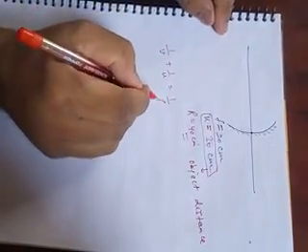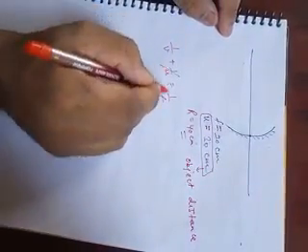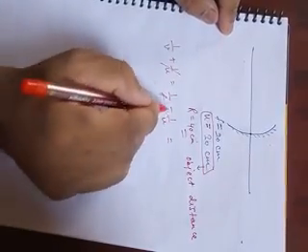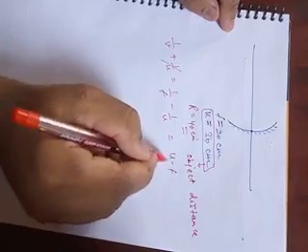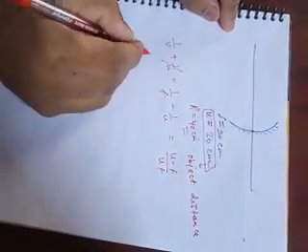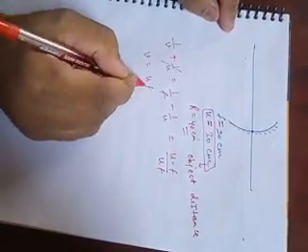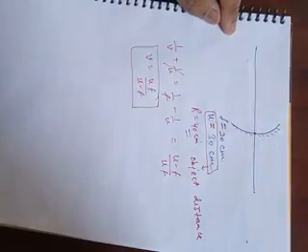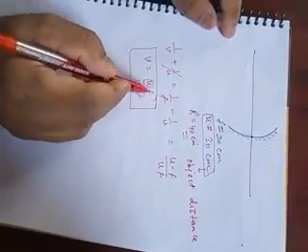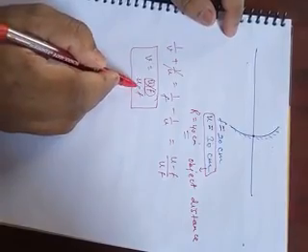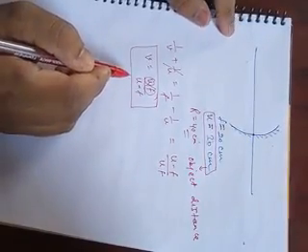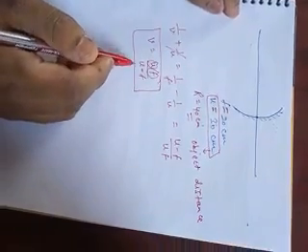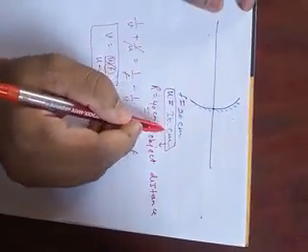Our mirror formula is 1 by V plus 1 by U equal to 1 by F. This implies 1 by U you can send here, and then it is (U minus F) by UF. So V equal to UF by (U minus F). This formula we are going to apply for the calculation. Now the values of U, F and U minus F, all this we have to put in accordance with sign convention.